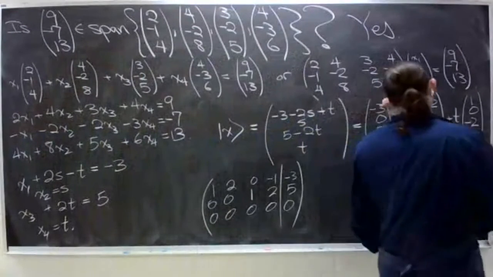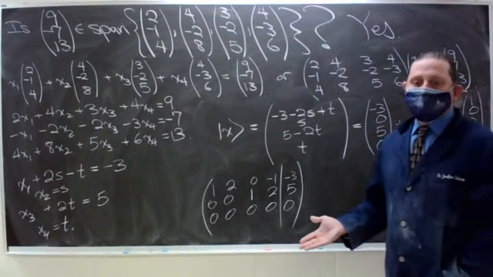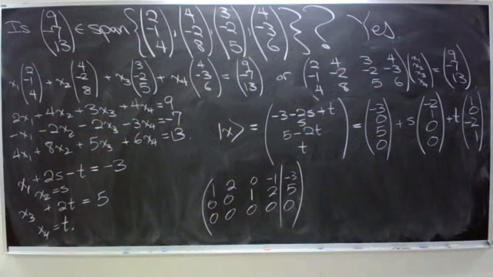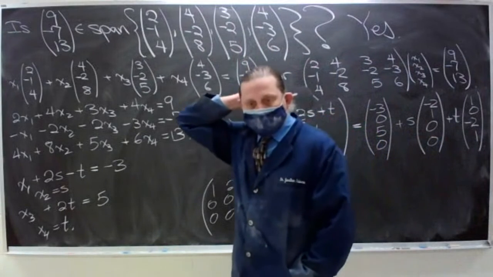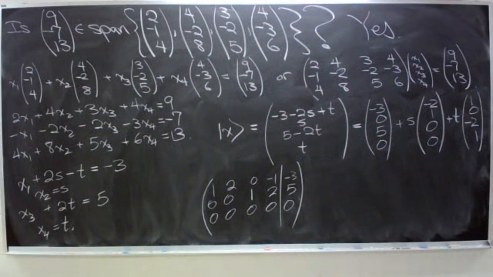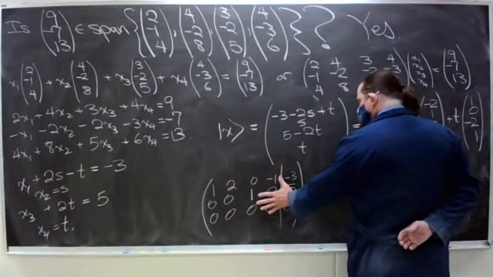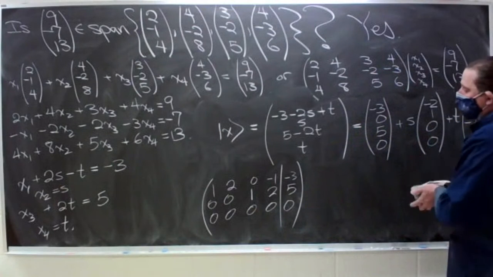S and T, as we said before, were free. Their values are not determined. They could take any value from negative infinity to infinity. All right, so that implies that these vectors are linearly dependent. We can also see that in a very, very easy way from this augmented matrix.